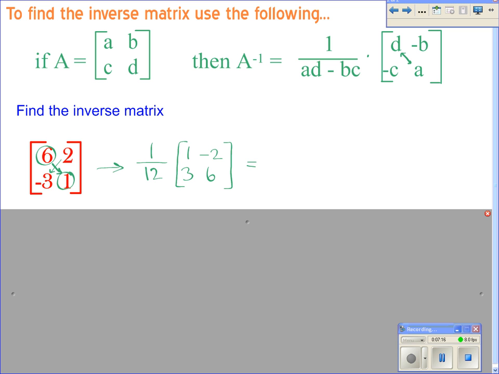So we've got 1 times 1/12, which is 1/12. If we take 1/12 times negative 2, let's simplify it. What would it be? Negative 1/6, because it's 2 over 12, which is 1/6. What about 3 over 12? And 6 over 12. So that is your inverse. If you multiplied this by this, you would get the identity matrix.